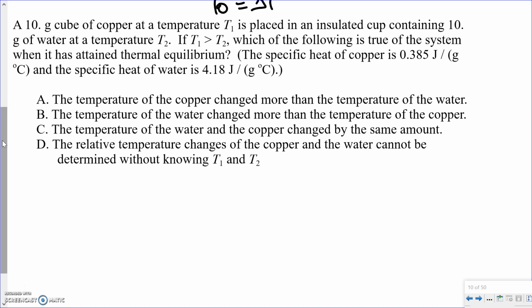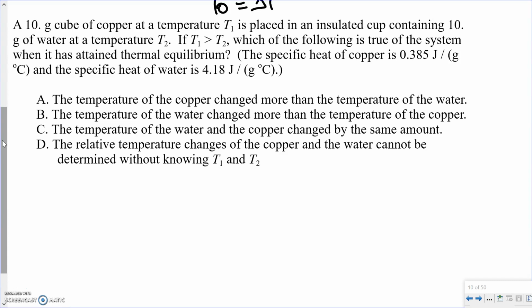A 10-gram cube of copper at temperature T1 is placed in an insulated cup containing 10 grams of water at temperature T2. If T1 is greater than T2, which of the following is true of the system when it has attained thermal equilibrium? Thermal equilibrium is just telling us that temperature is the same between the two species, meaning T3, the final temperature, is going to be equal for both the copper and the water. The specific heat for copper is 0.385, and the specific heat for water is 4.18.